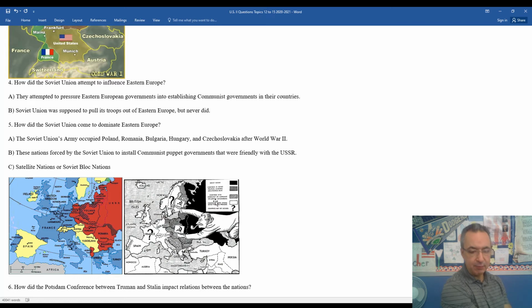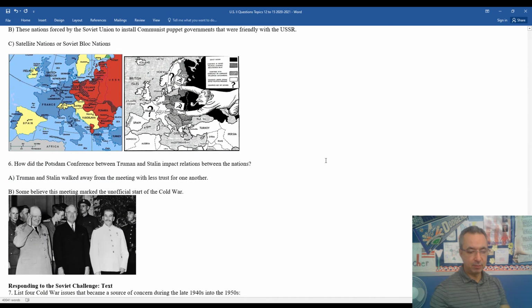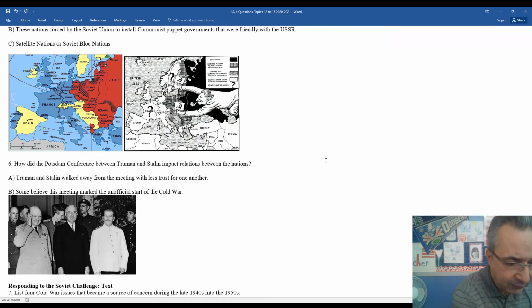How did the Potsdam Conference between Truman and Stalin impact relations between the countries? And here's the first time that Truman met Stalin. They didn't really like each other from the start. Truman and Stalin walked away from the meeting with less trust for each other. Some believe this marked the unofficial start of the Cold War. Photograph there to the left, Winston Churchill, center, Harry Truman, right side, Joseph Stalin.